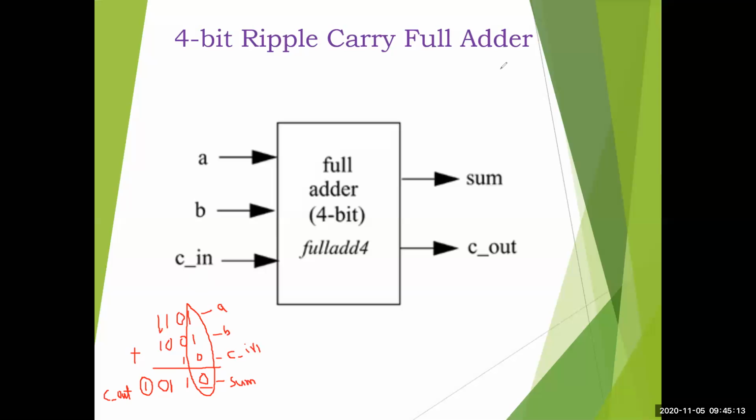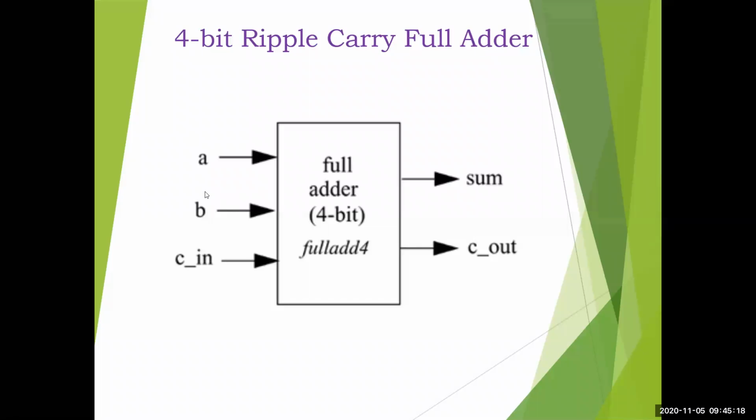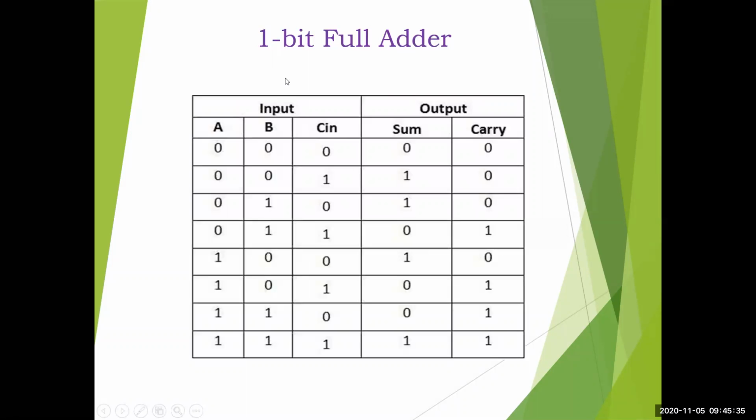So just follow the same notation throughout the program. I'm using small a, small b, c underscore in, sum and c out. In between there may be mistakes in notation, so you follow the common one till the end of the program. So this is the 1-bit full adder truth table.